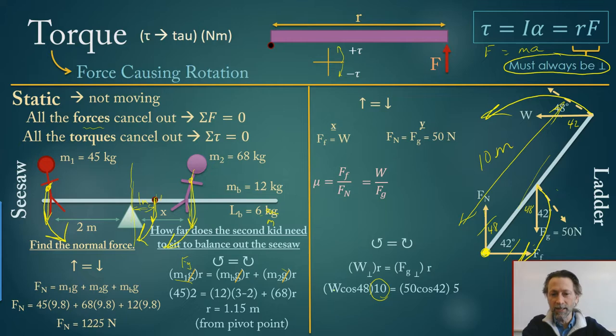In that case, I can say W times the cosine of 48, cosine because it's adjacent to the angle. And then I can also say that the length will be the 10 there. Then I'm going to have the 50 times the cosine of 42. Again, cosine because it's adjacent to the 42. And notice that I only used 5 because I'm assuming that the center of mass of the ladder is in the very center of the ladder. So if the whole thing is 10 meters, then half of that is going to be 5.